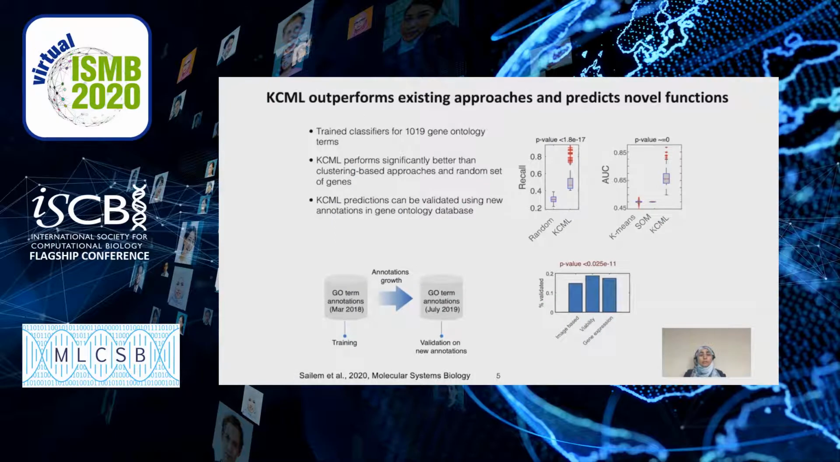I applied KCML to different datasets, including gene expression and imaging data. I trained it for more than 1,000 gene ontology terms. First, I found that KCML performed better on classifying gene ontology terms than a random set of genes. Also, KCML outperformed existing approaches using clustering, for example, k-means or self-organizing maps. Importantly, I can validate many of the predictions by KCML based on the new annotations added to the gene ontology database, and this applies to different datasets.